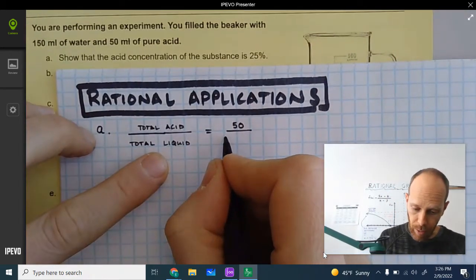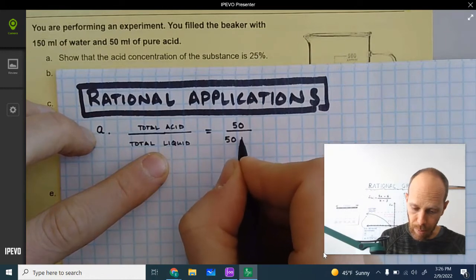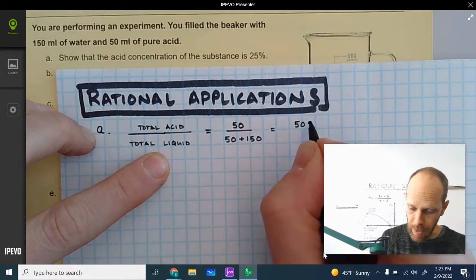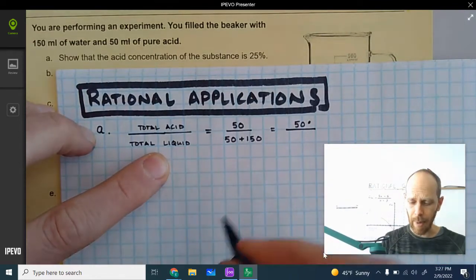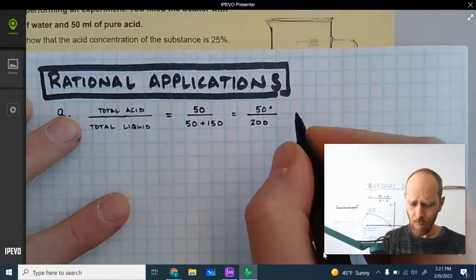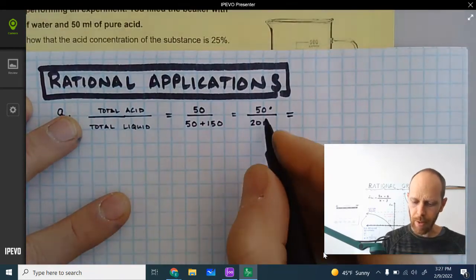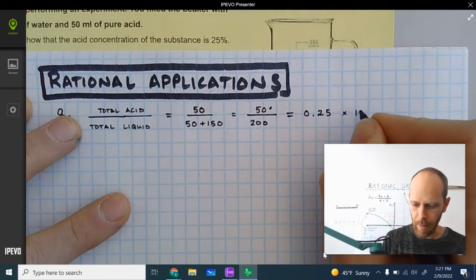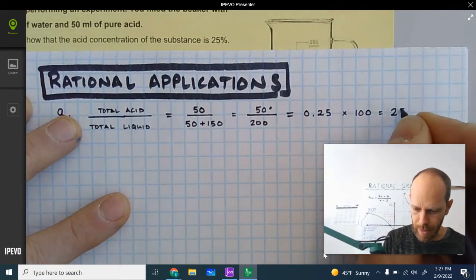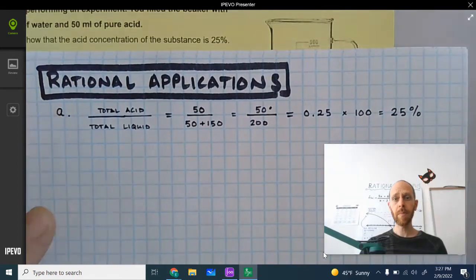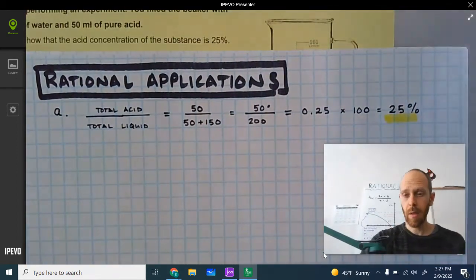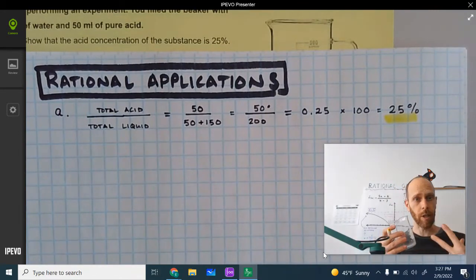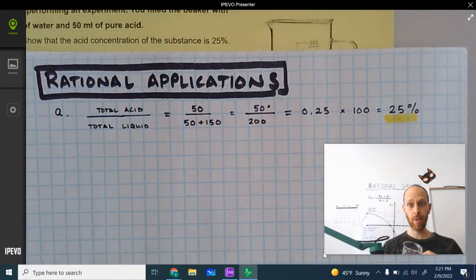So I'm going to put a 50 in the numerator. And our total liquid would be 50 milliliters of acid plus 150 milliliters of water. So that's 50 divided by 200, which simplifies to 0.25. Multiply that by 100, and we get our 25%. So imagine that your beaker here has 200 milliliters of solution in it. It's a 25% acid solution.